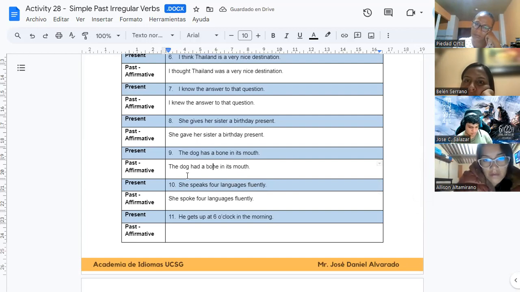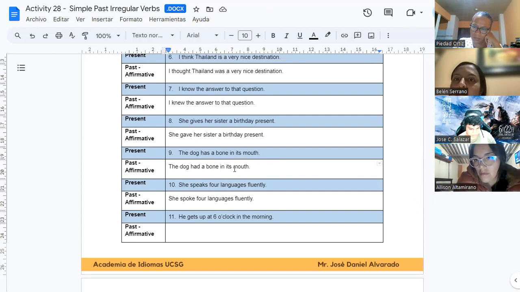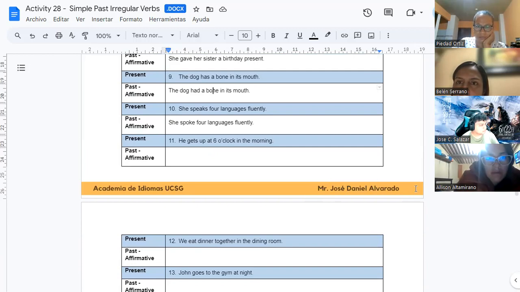And number 9, it was: the dog had a bone in its mouth. Okay, ¿cómo diferenciamos have de had? Pay attention. Have en presente, con v o con s, have or has, but in simple past it is had. The dog had a bone in its mouth. So you need to pay close attention to that. She spoke 4 languages fluently.